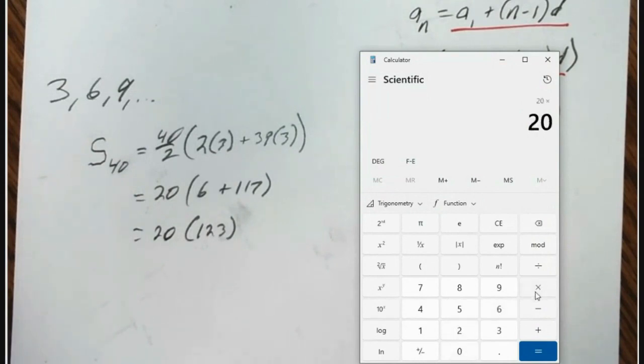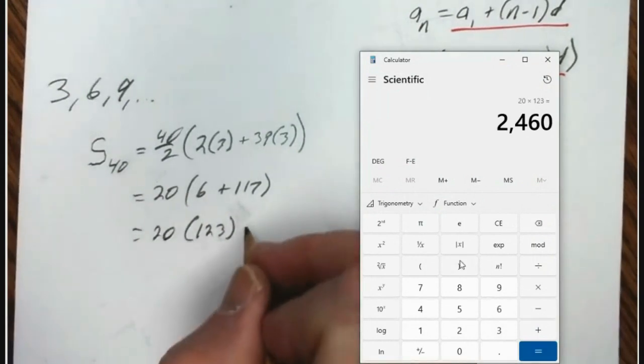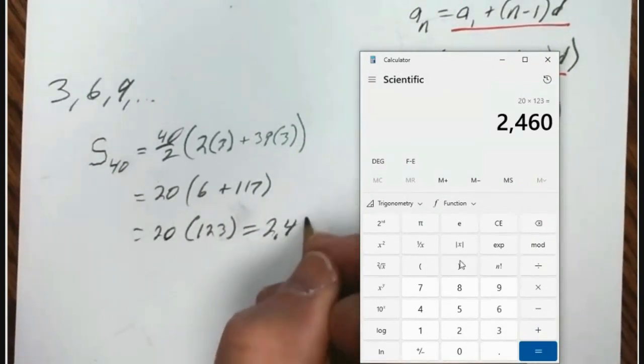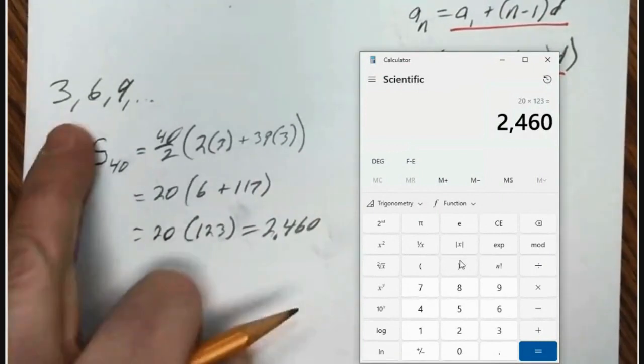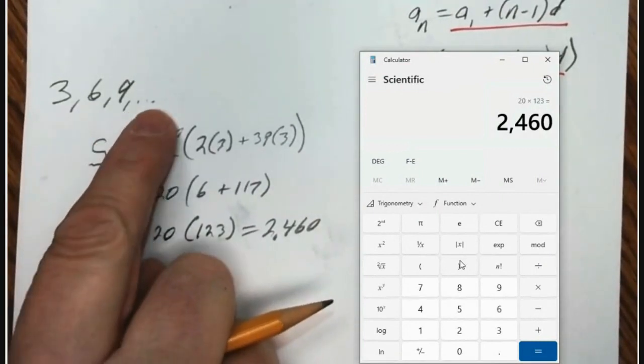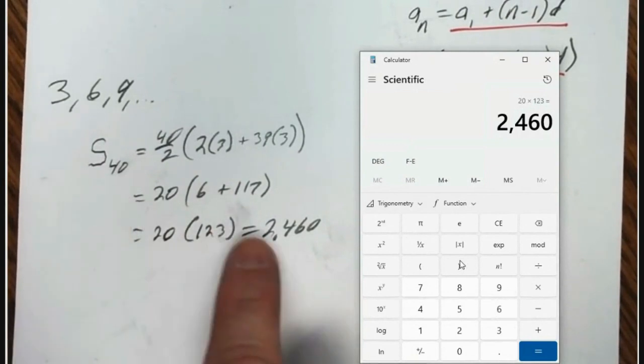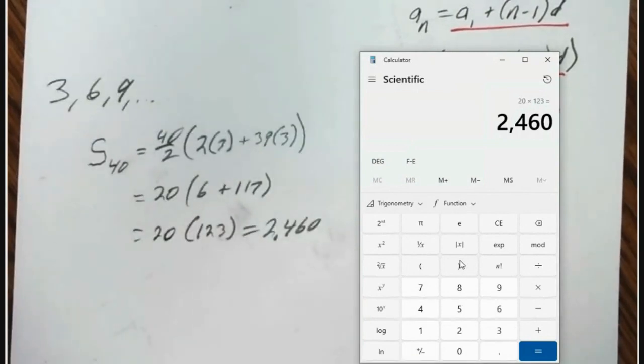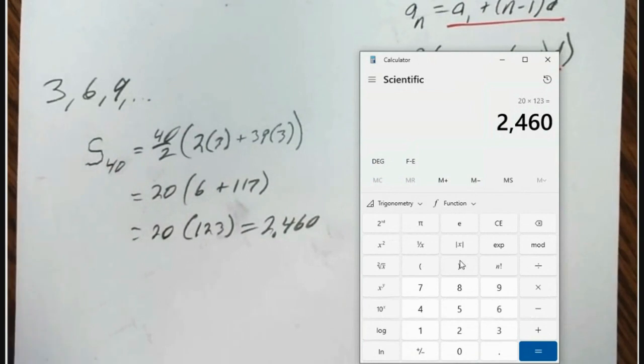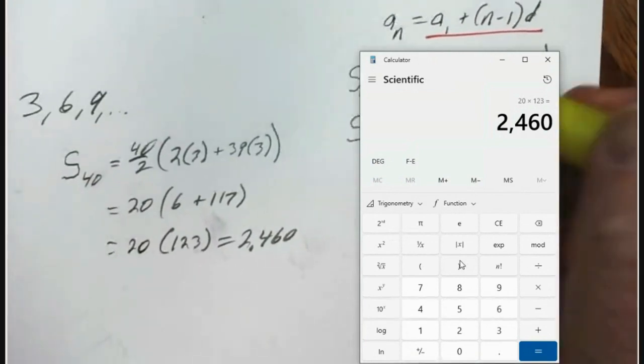Twenty times 123. So if we add up 3, 6, 9, 12, 15, 18, 21, all the way to the 40th term, that's going to equal 2,460. So we did that with this formula.